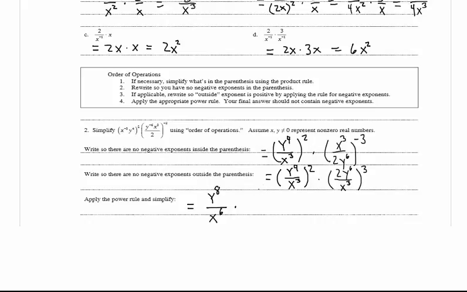2 cubed is equal to 8, y to the 6th cubed is equal to y to the 18th, divided by x cubed cubed is x to the 9th, and now we want to multiply these two fractions together. So we have y to the 8th times 8y to the 18th, and that's going to give us 8y, and now we have 8 plus 18 is 26, divided by x to the 6th times x to the 9th is equal to x to the 15th.